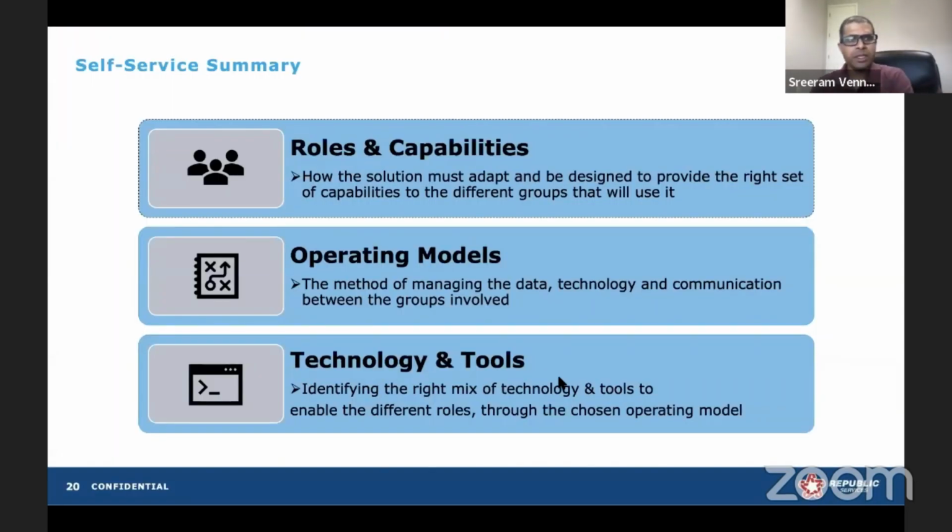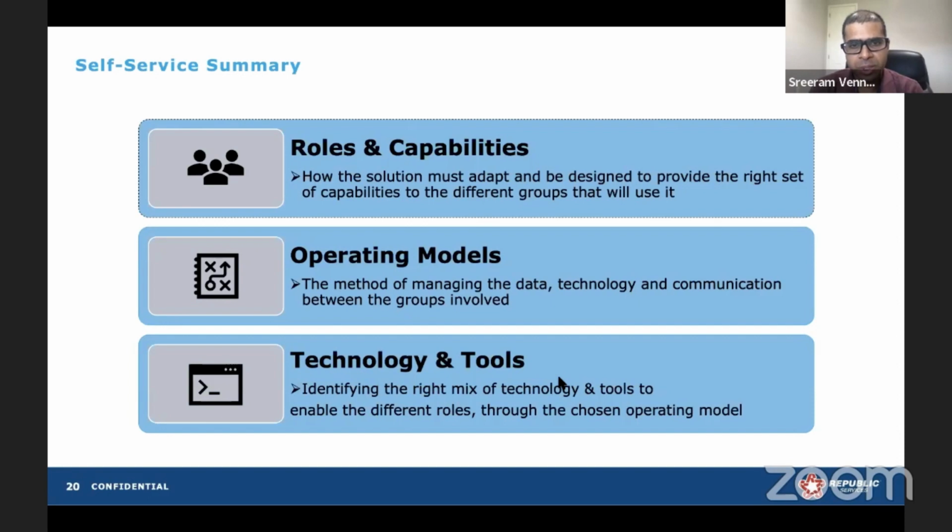Here are some of the key aspects of self-service that we recognized at Republic Services. The first one is roles and capabilities. Roles talks about who within the organization can operate within the self-service ecosystem, and capabilities talks about what capabilities are enabled within self-service for the business partners to work within.